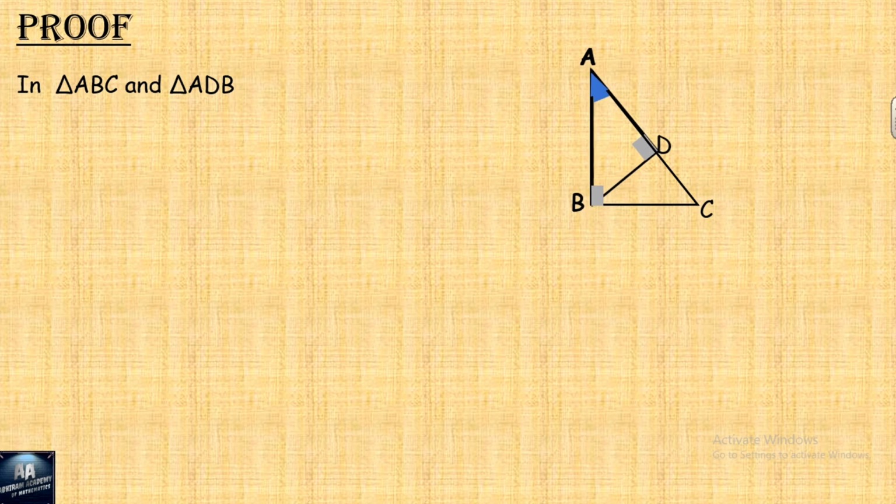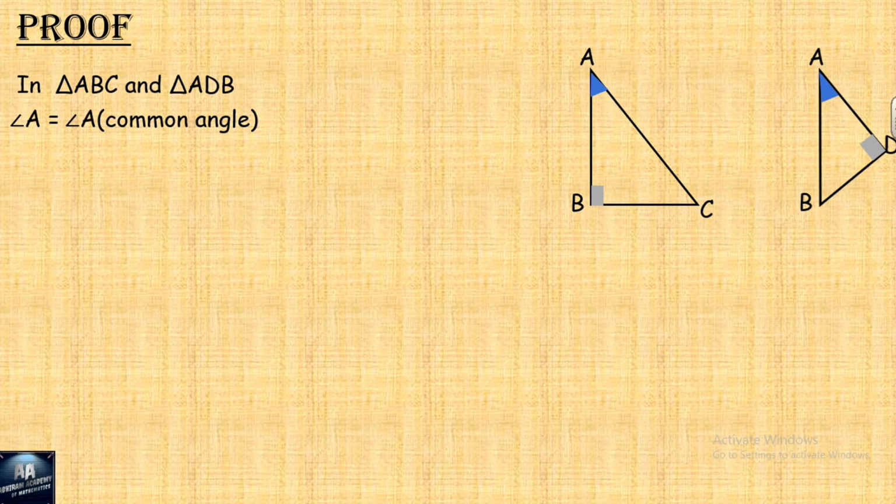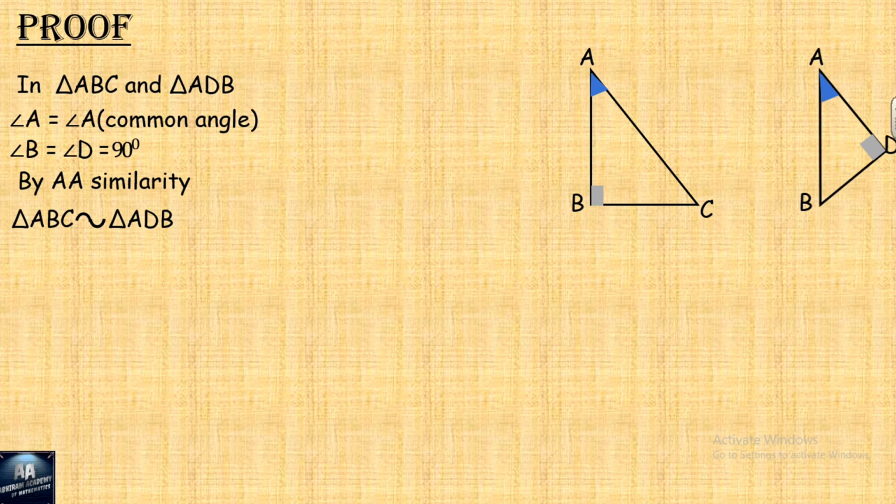Let us consider triangle ABC and triangle ADB. Angle A is common in both the triangles, and angle B is equal to angle D is equal to 90 degrees. Angle B is equal to 90 degrees is given, and angle D is equal to 90 degrees is our construction. By AA similarity of triangles, we can say that triangle ABC is similar to triangle ADB.